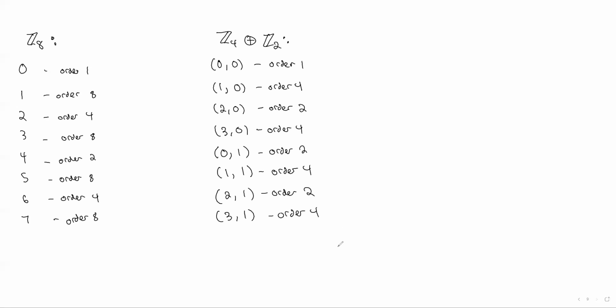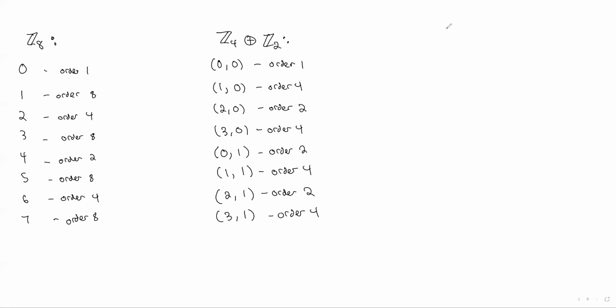So there's a difference between the 2 groups. You can tell it in the orders. The group Z4 plus Z2 has 4 elements of order 4 and 3 elements of order 2, whereas Z8 only has 2 elements of order 4 and 1 element of order 2. And Z8 has elements of order 8, which Z4 plus Z2 doesn't have.